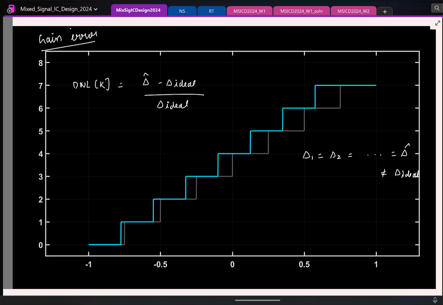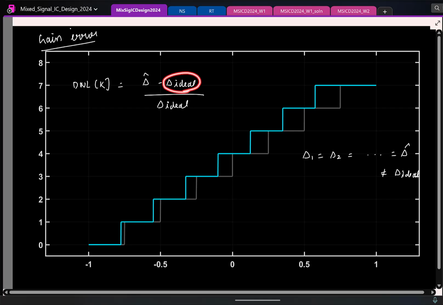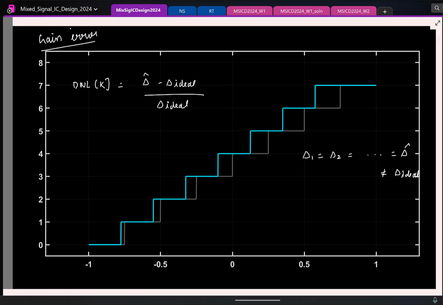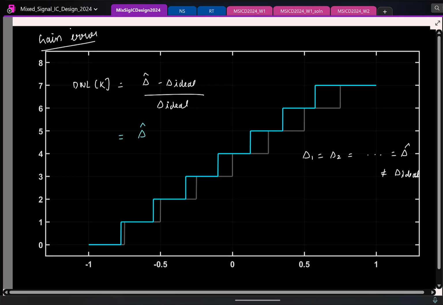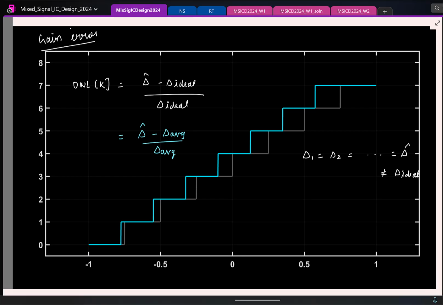Yeah, basically I should not use delta ideal as my reference. I should replace it with a corrected delta. So we have what is called an average delta. How do we define this? It's not that difficult. You just have to take into account the gain error, right?